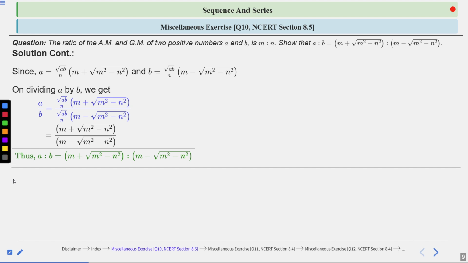So we can say that a is to b will be equal to m plus root over m square minus n square is to m minus root over m square minus n square. This will be the right answer, okay? Hope you understood this. Let us move to the next question.